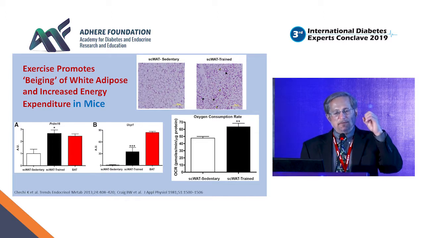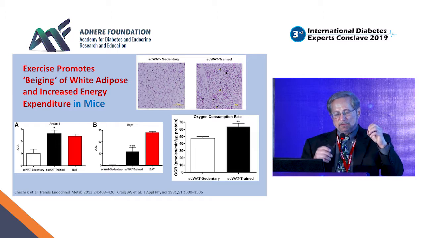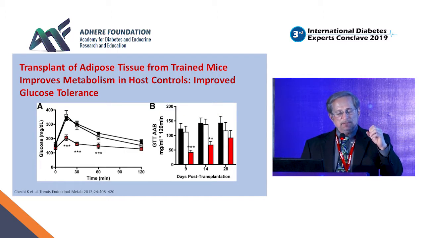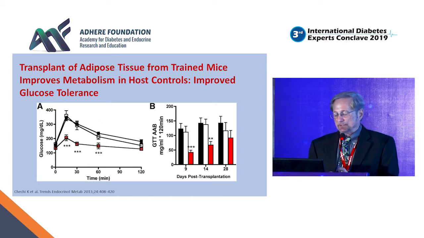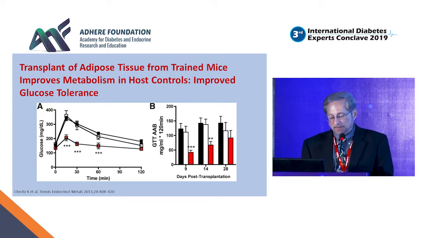And interestingly, if you take fat tissue from a trained mouse and then transplant it into a sedentary mouse, you get increased energy expenditure and improved glucose tolerance. Here we see in the red squares glucose tolerance in mice that have been transplanted with fat from a trained mouse versus fat from a sedentary mouse as controls. So improved glucose tolerance, less area under the glucose tolerance curve. This begins to wane away by 28 days post-transplantation.